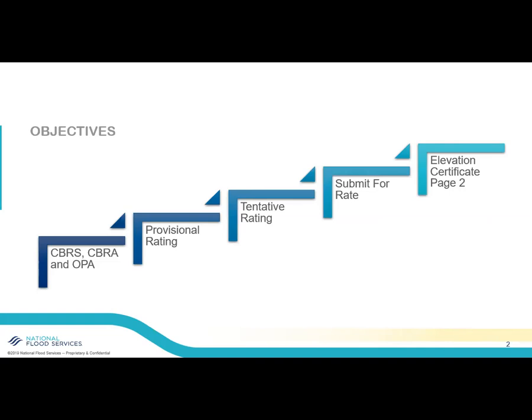So in our session, we're going to start by looking at those terms, CBRS, CBRA, and OPA. We're then going to move into some terms that typically come up when we're talking about rating, which is provisional rating, tentative rating, and submit for rate, and what those mean. And then we're going to look at page 2 of the elevation certificate.